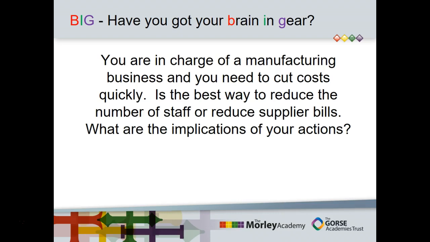Alright, so hopefully you were able to realise that reducing the number of staff probably wouldn't work as quickly as trying to reduce supplier bills. Now there isn't a great deal of context here. I haven't told you what kind of organisation it is, and it may change what answer you would go for if we knew what type of business it was. But reducing the number of staff probably isn't going to happen very, very quickly.